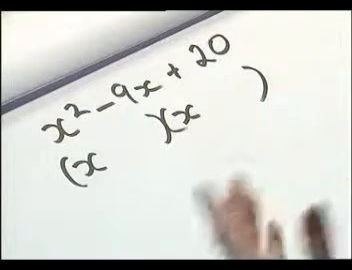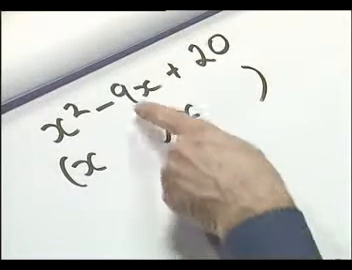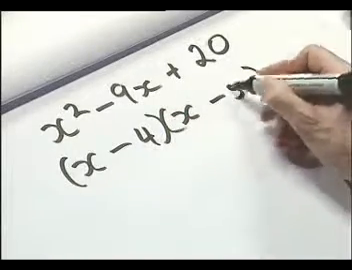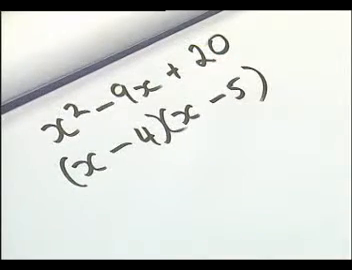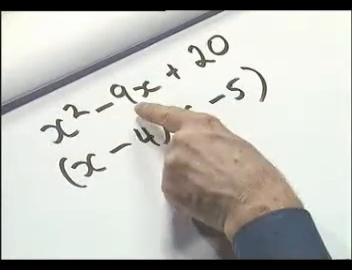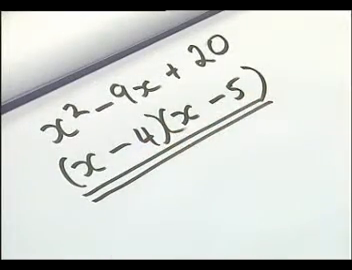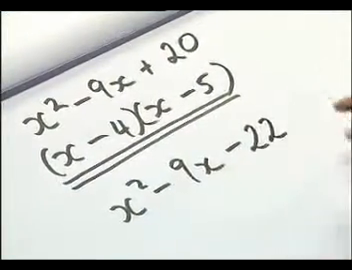Recognise 20 as being 4 times 5, and of course 4 plus 5 would give me 9. But I want minus 9. So perhaps what I need is minus 4 and minus 5, because minus 4 times minus 5 is going to give me plus 20, and minus 4x minus 5x is going to give me minus 9x. So I've done that one by inspection, but I could have done it in exactly the same way as I did the other two. Let's take x squared minus 9x minus 22.